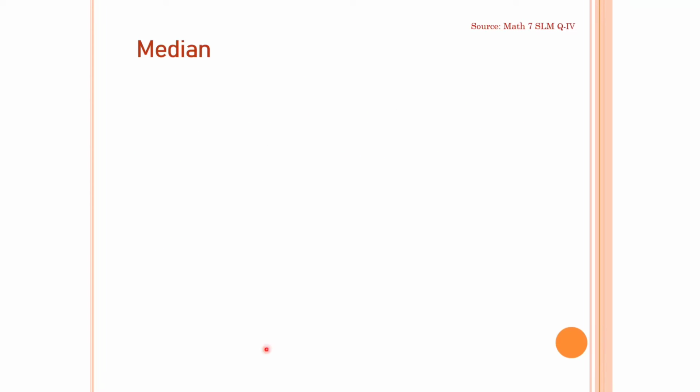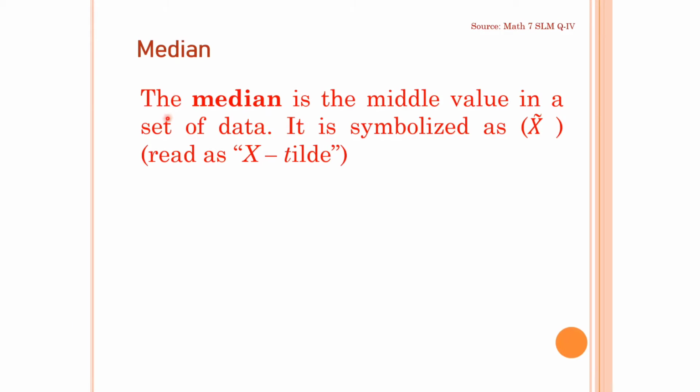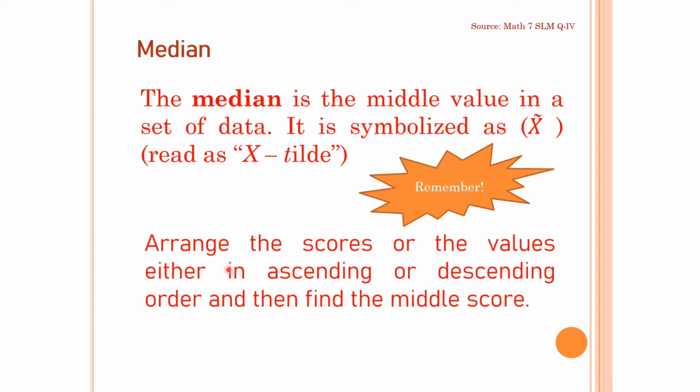Now let us proceed with the median. What is the median? According to its definition, the median is the middle value in a set of data. Take note, middle value. It is denoted by this symbol and read as x tilde. To find the median, you need to remember this. Arrange the scores or the values either in ascending or descending order and then find the middle score.